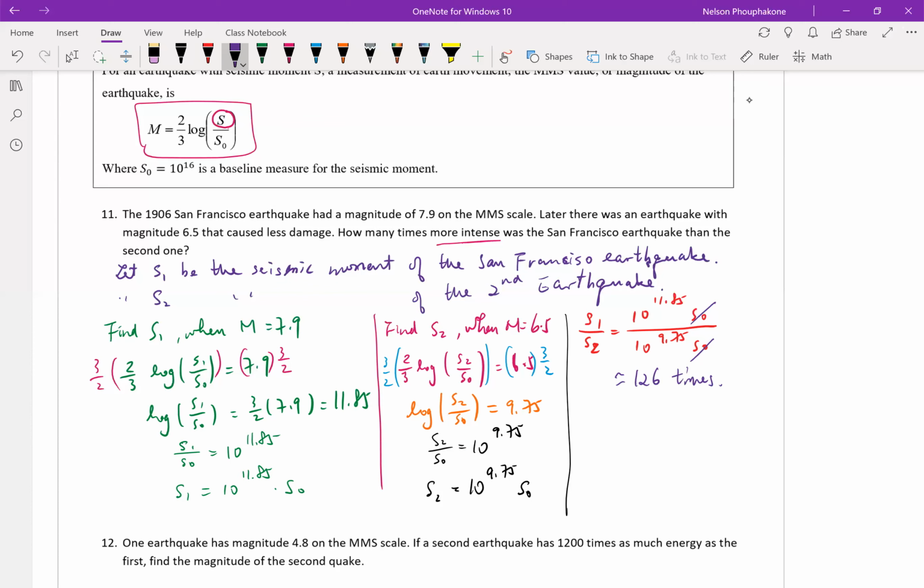Wow. It's actually telling me that the San Francisco earthquake was 126 times more intense than the second earthquake.